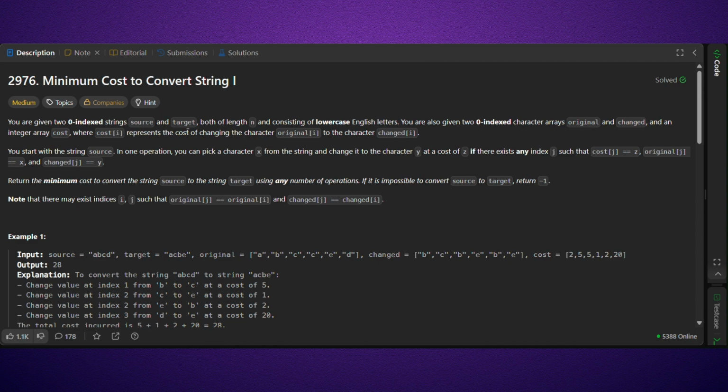You're given two strings, source and target, of the same length, and a list of allowed character transformations: original[i], changed[i], at cost[i]. You can apply any number of operations, even chaining transformations. Your goal: convert source into target with minimum total cost. If it's impossible, return -1.